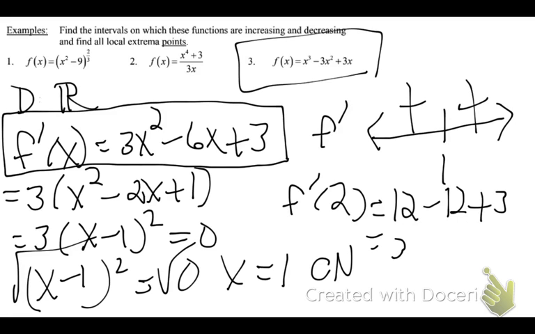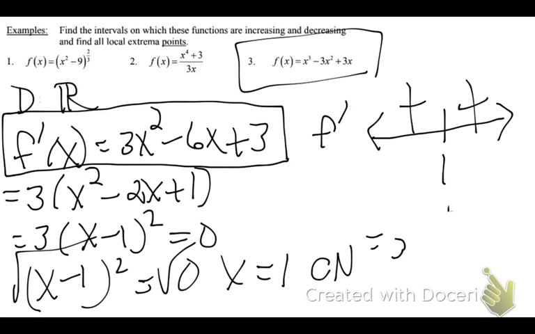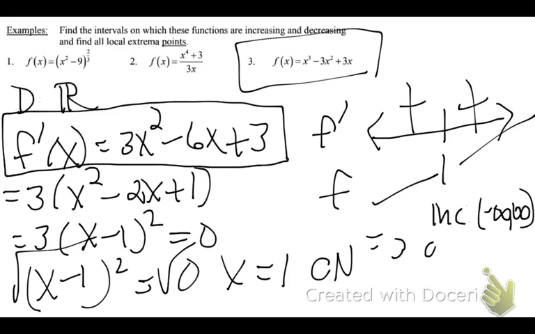So what does that mean about this function? So f is increasing and then increasing some more. So this is increasing from negative infinity to infinity, and it is decreasing never. Which means if I don't have a change in sign from positive to negative or negative to positive, there's no relative extrema.